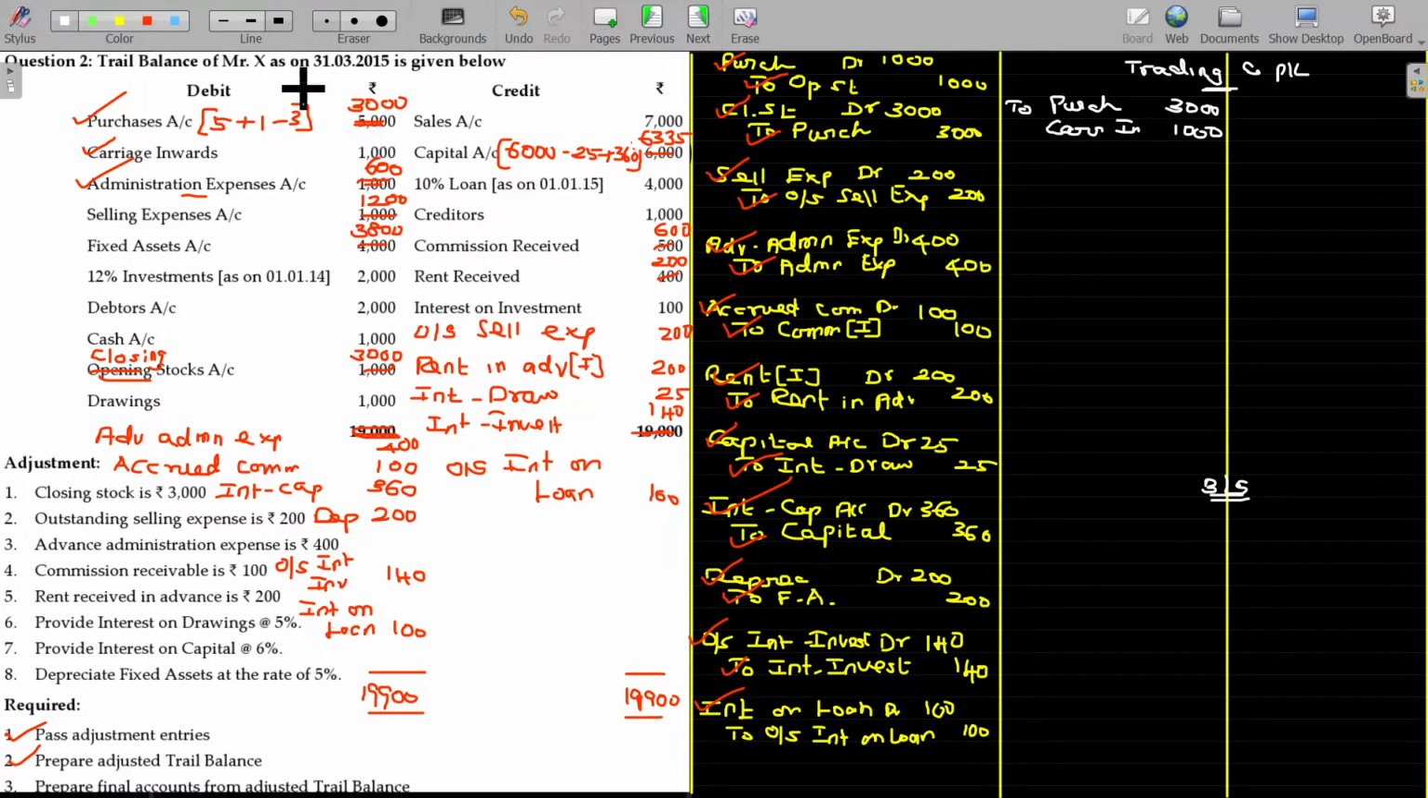Admin expenses should be debited in the P&L account. Admin expenses, the value being 600. Selling expenses should be debited in the P&L account. So selling expenses, 1,200. Fixed assets should be posted in the balance sheet. Fixed assets, 3,800. 12% investment, 2,000 rupees, asset side. 12% investment, the value being 2,000.